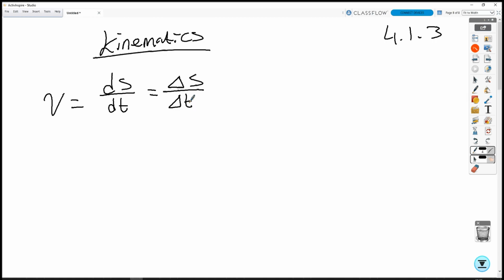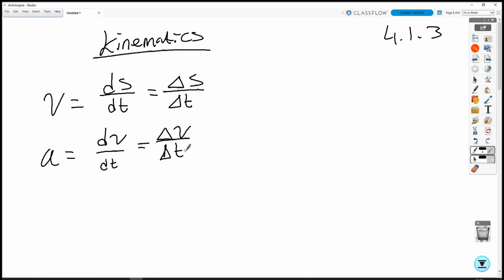Acceleration is defined as the rate of change of velocity. So a is equal to dv/dt. It's also the second derivative of displacement. And again, if it's linear, we can just do delta v over delta t.